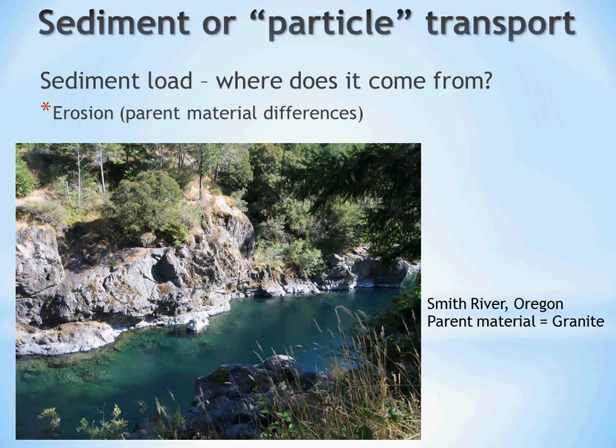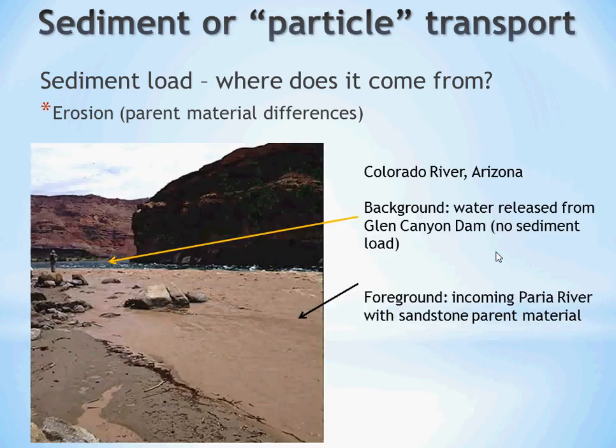So where does sediment load come from? What are the sources? A lot of it is erosion. So this is a river in Oregon, the Smith River, and its parent material is granite. And you can see there's not a whole lot in the river in this case. Rivers moving through granite bedrocks don't tend to have a high sediment load because they don't get eroded very easily.